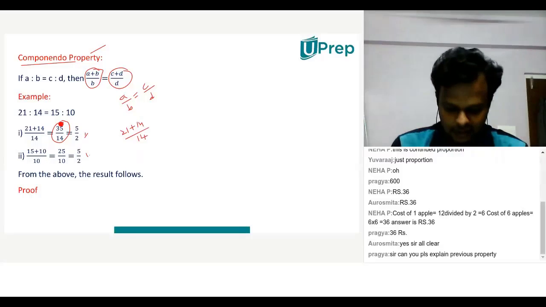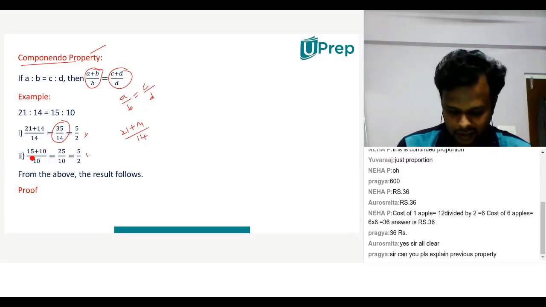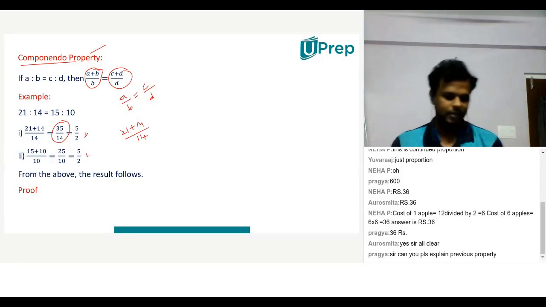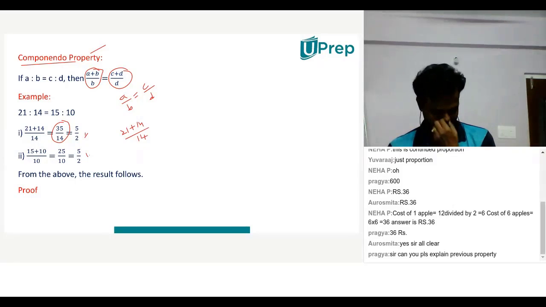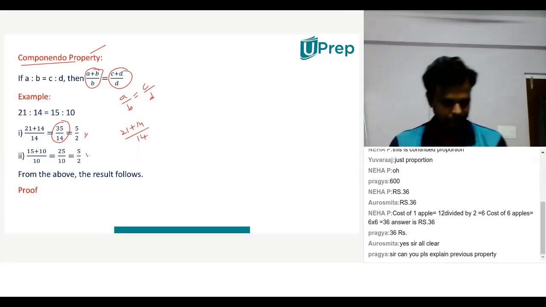Next, on the other side, I have 15 is to 10, right? So 15 is to 10 is 15 plus 10 by 10. Again, if I simplify, I get it as 5 by 2. Therefore, A plus B by B is equal to C plus D by D. Pragya, is it clear now? Yes, sir, it's clear.